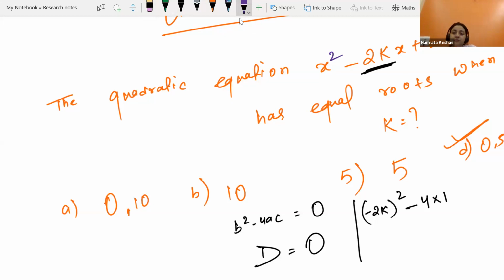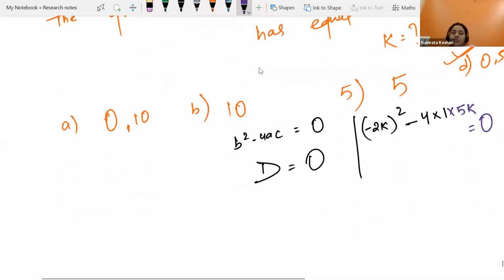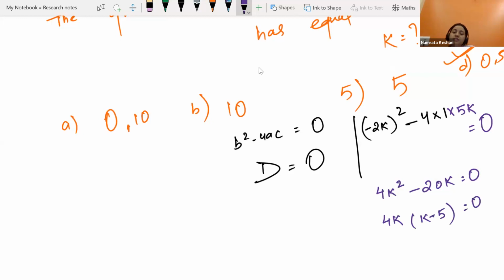4 into 1 into c. C is 5k, equals to 0. Let's check it. We are getting 4k square minus 20k equals 0. 4k we can take out common, k minus 5 equals 0. So k value will be 0 and k value will be 5. Perfect. Okay, let's do the next question.